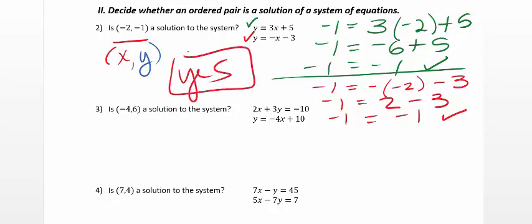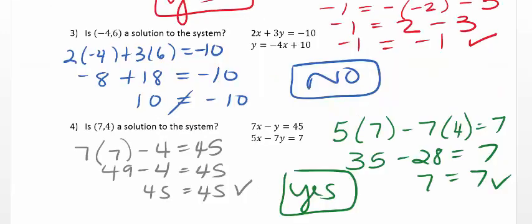Now go ahead and do numbers 3 and 4 on your own. Pause the video and then come back and check your answer. In number 3, when we plug in negative 4, 6 in place of x and y in the first equation, we do 2 times negative 4, that's negative 8, and then plus 3 times 6, that's 18. And negative 8 plus 18 is positive 10, and that does not equal negative 10. Therefore, negative 4, 6 is not a solution. If it doesn't work in the first equation, we can just stop right there because we know it's not going to work for the system.